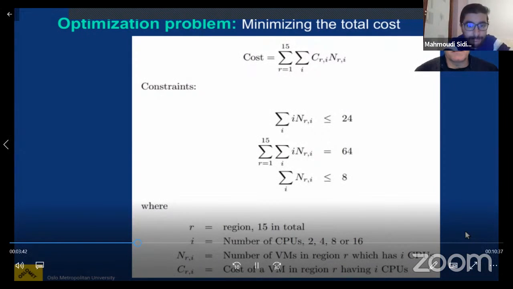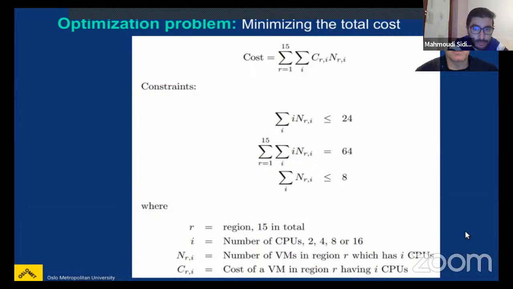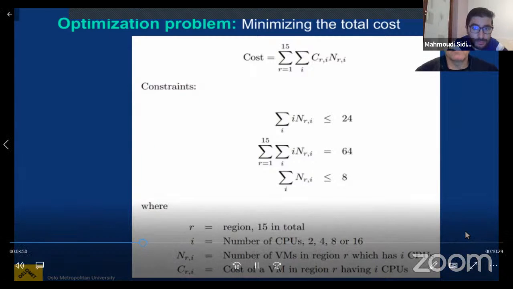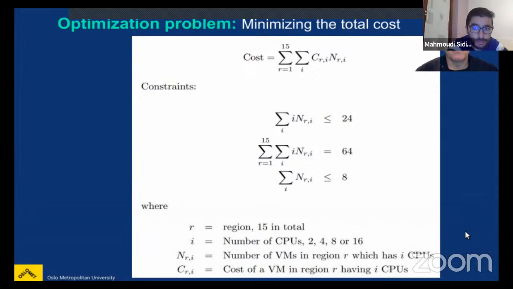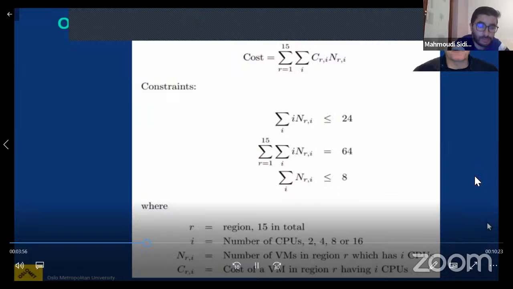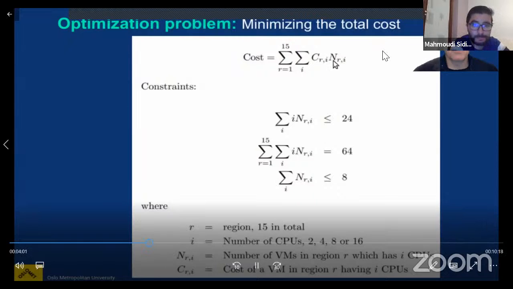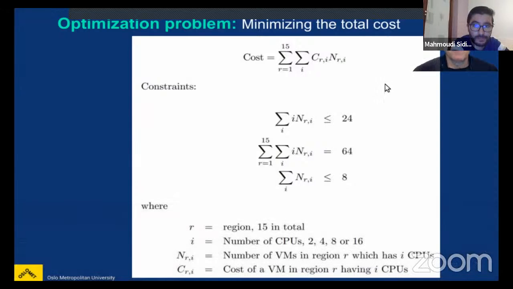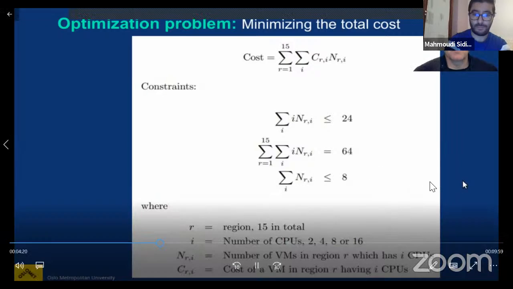As we saw, there were some restrictions on the usage. So what we want to minimize in this problem is the cost. C is the cost of each VM in region R with a number of I CPUs. And then we had these restrictions: in total 64 VMs, and for each region just 24 VMs, and at most 8 CPUs.